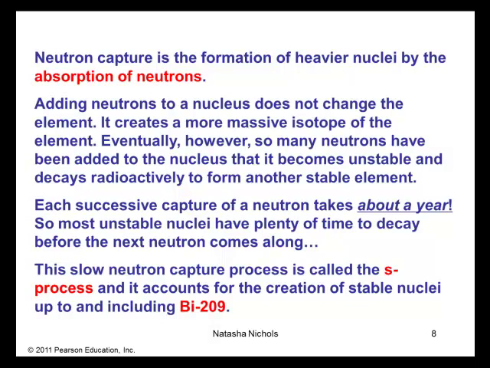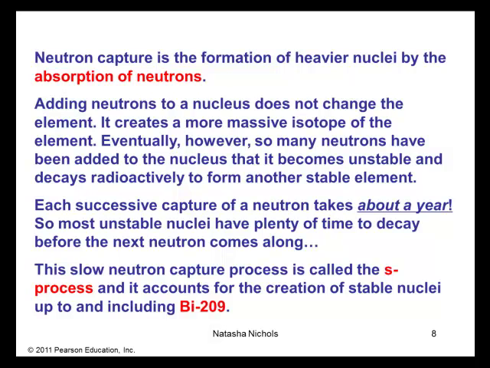Neutron capture is the formation of heavier nuclei by the absorption of neutrons. Now we know that adding neutrons to a nucleus does not change the element itself. It just creates a more massive isotope of the same element. Eventually, however, so many neutrons have been added to the nucleus that it becomes unstable and decays radioactively to form another stable element. Now, this is a slow process.